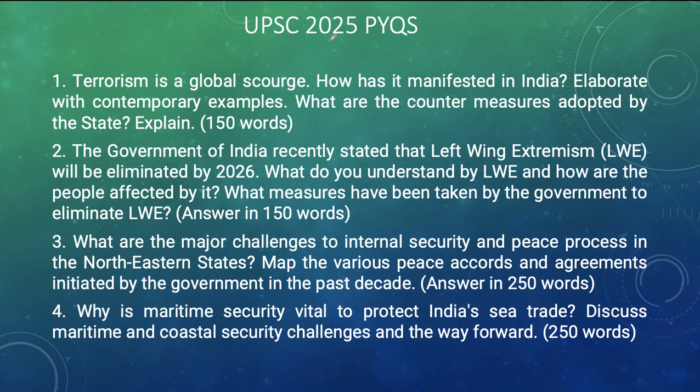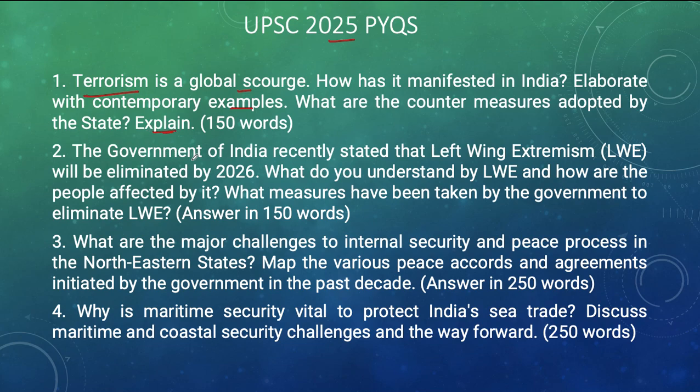Coming to the mains, the recent 2025 question on internal security. Number 1: Terrorism is a global scourge. How has it manifested in India? Elaborate with contemporary examples. What are the countermeasures adopted by the state? Explain. Whenever they are asking us to explain, we need to talk about all the dimensions of what, when, why, where, how. And coming to terrorism, students, here we need to include various examples and diagrams to justify and link it with current affairs to fetch maximum marks.